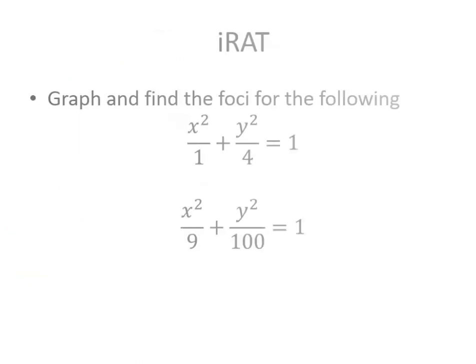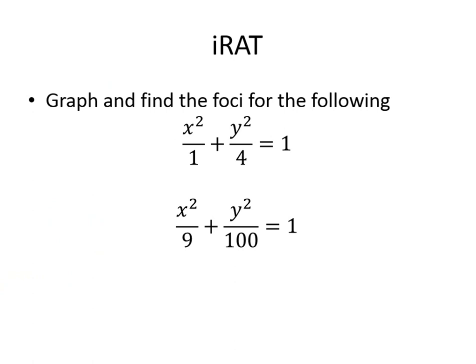All right, so your IRAT. Your IRAT for these, you're going to graph each of these and find the foci for both. Okay, so graph both of these and find what the foci would have to be. Okay. Yep. So remember to take the square root of the bottom when you move it left and right, and remember to find the foci, it's a squared minus b squared equals c squared, and you're going to add and subtract c, which would be the square root of this number, to both parts. Okay. So graph and find the foci.